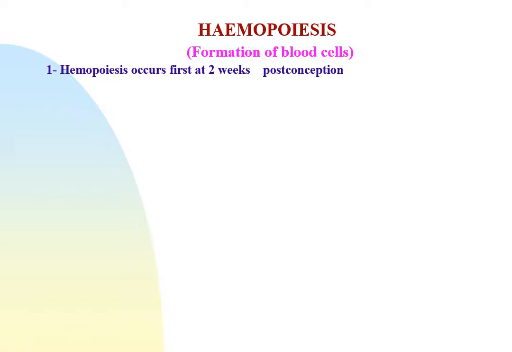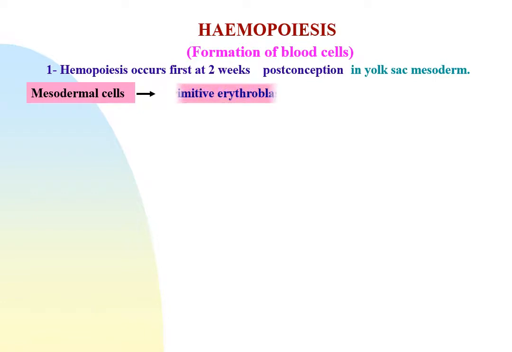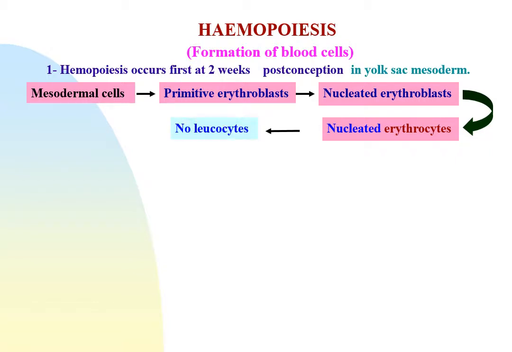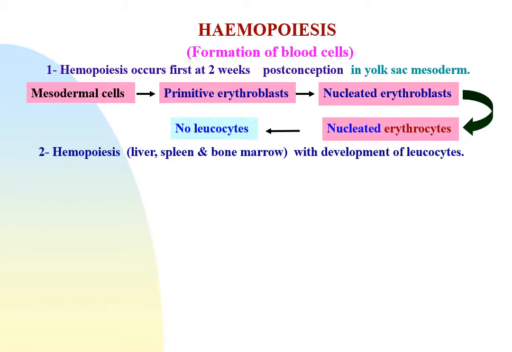Hemopoiesis, that is, formation of blood cells. In embryonic and fetal mammalian life, hemopoiesis occurs as early as 2 weeks post-conception in yolk sac mesoderm. Mesodermal cells differentiate to primitive erythroblasts, then nucleated erythroblasts, which in turn give rise to nucleated erythrocytes, but there are no leucocytes. Later on, hemopoiesis occurs in liver, spleen, and bone marrow, with the start of development of leucocytes.